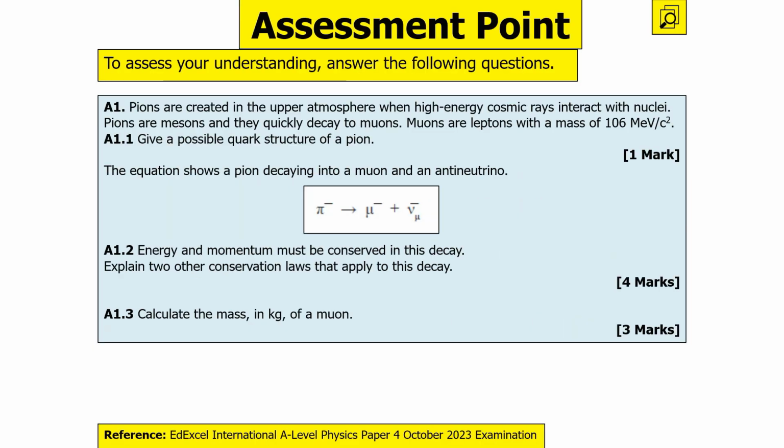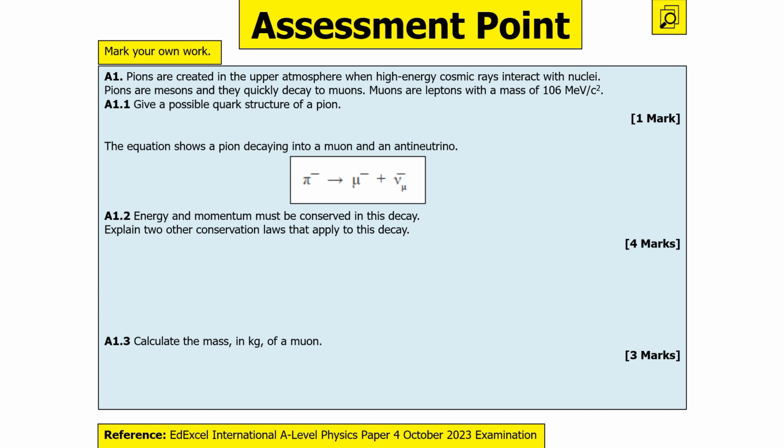The next question says, pions are created in the upper atmosphere when high energy cosmic rays interact with nuclei. Pions are mesons and they quickly decay to muons. Muons are leptons with a mass of 106 MeV over c squared. Give the possible quark structure of a pion. Then the equation shows a pion decaying into a muon and an antineutrino. The energy and momentum must be conserved in this decay. Explain 2 of the conservation laws that will apply to this decay, and then calculate the mass in kilograms of a muon. So pause the video now, then unpause the video when you want to go through your answer.